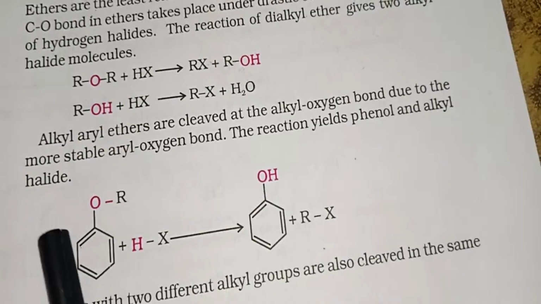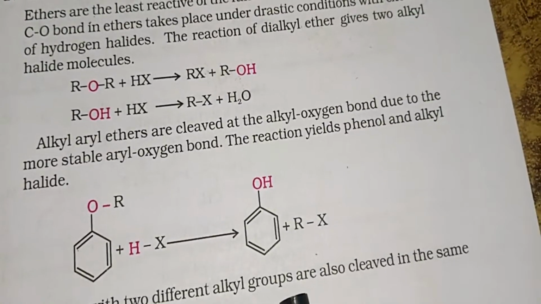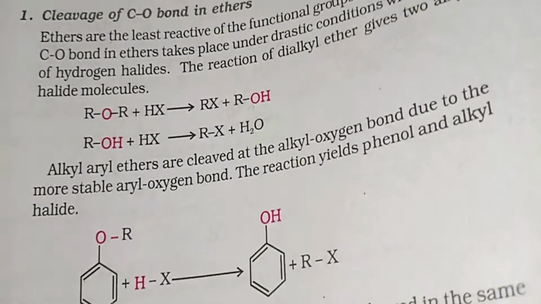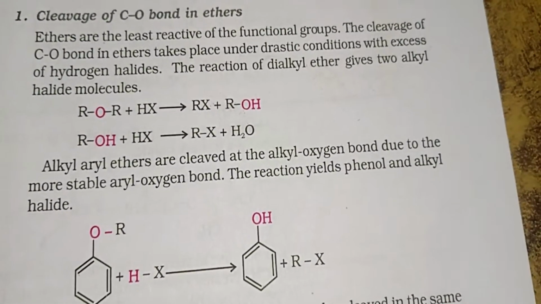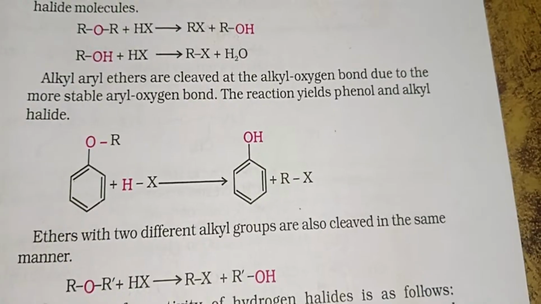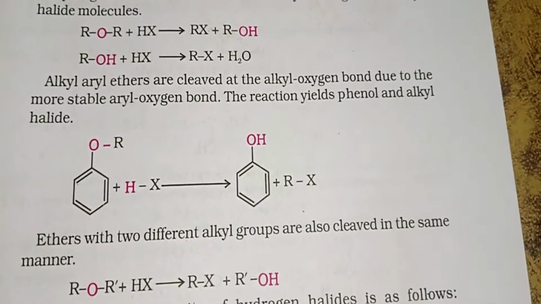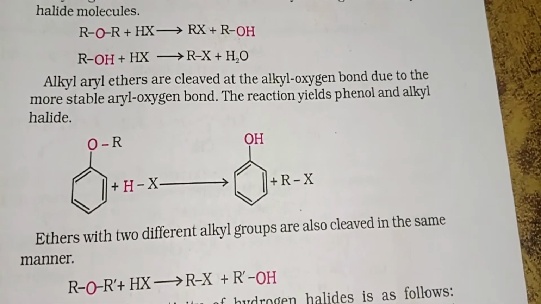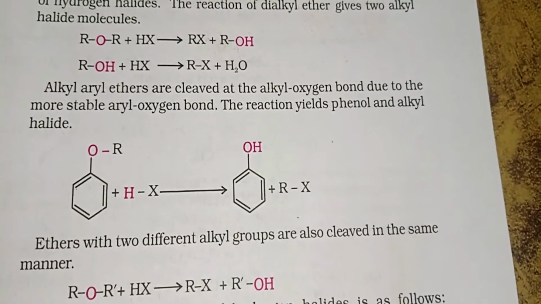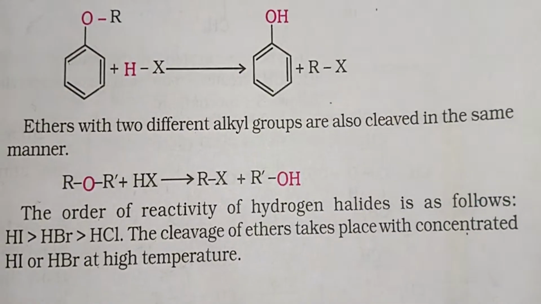Now we can see, ethers with two different alkyl groups are also cleaved in the same manner. R single bond R' plus HX gives R single bond X plus R'OH. The order of reactivity of the hydrogen halides is as follows: HI greater than HBr greater than HCl. The cleavage of the ether takes place with concentrated HI or HBr at a high temperature.